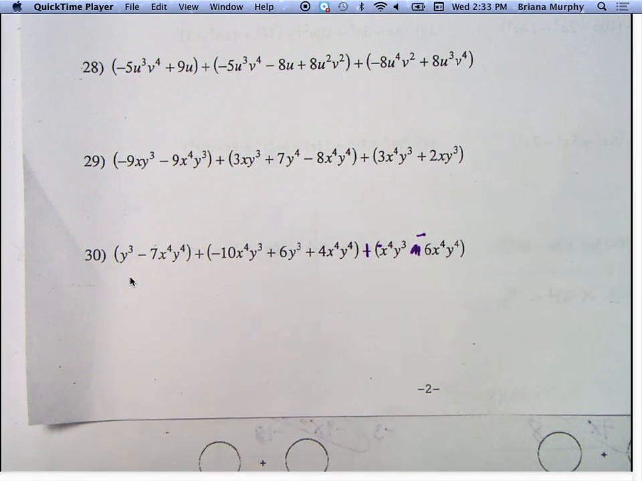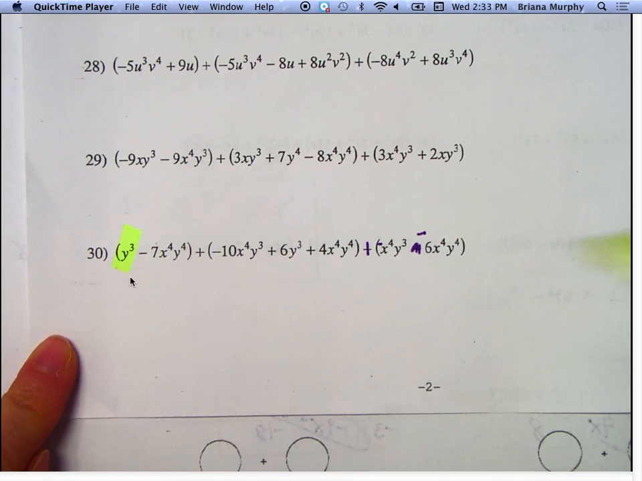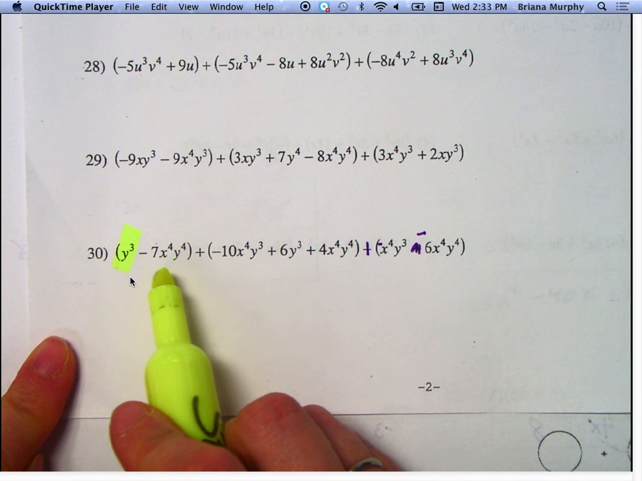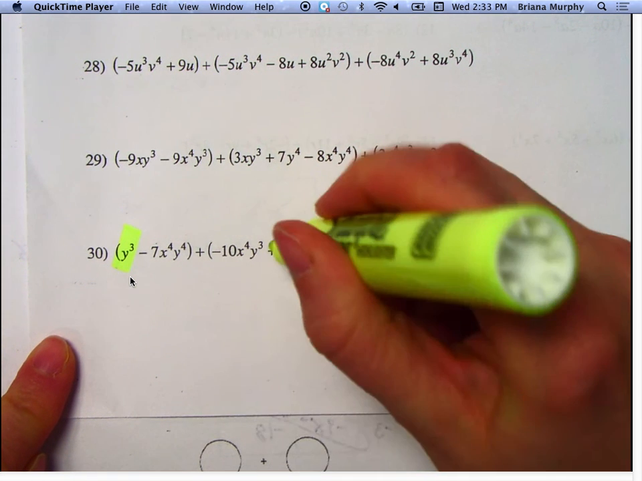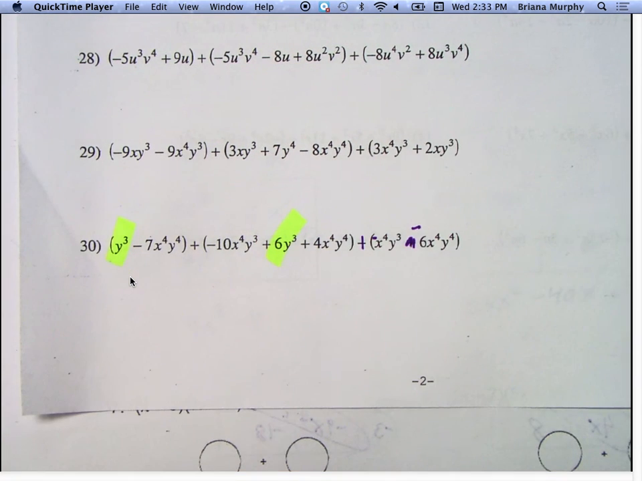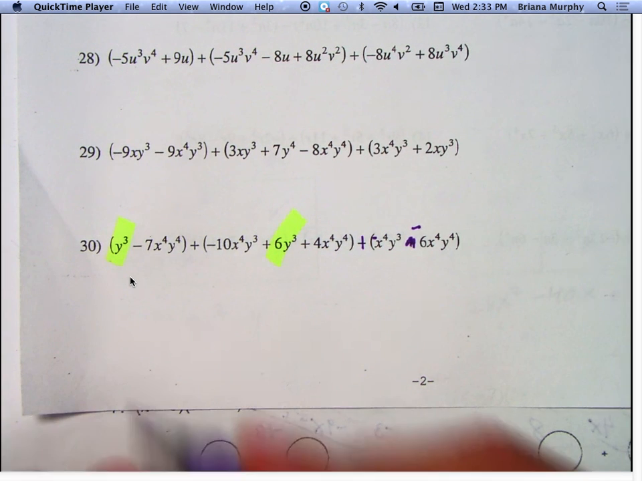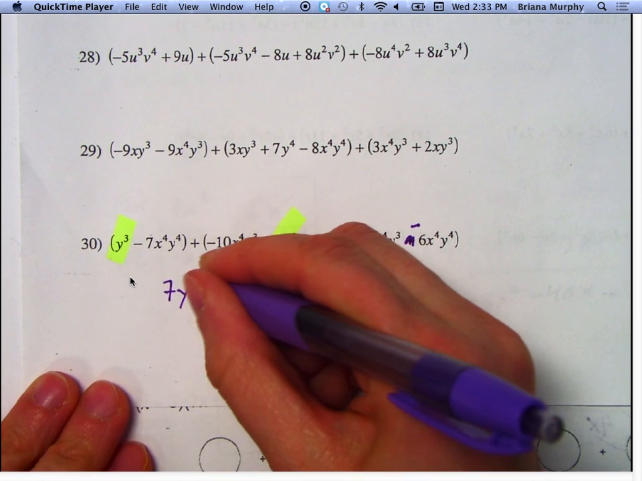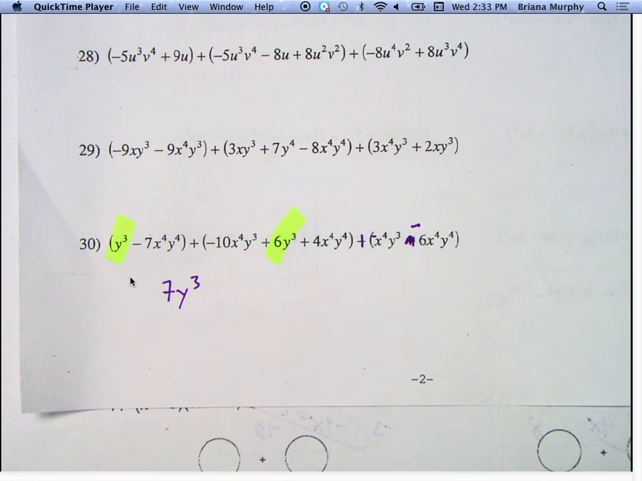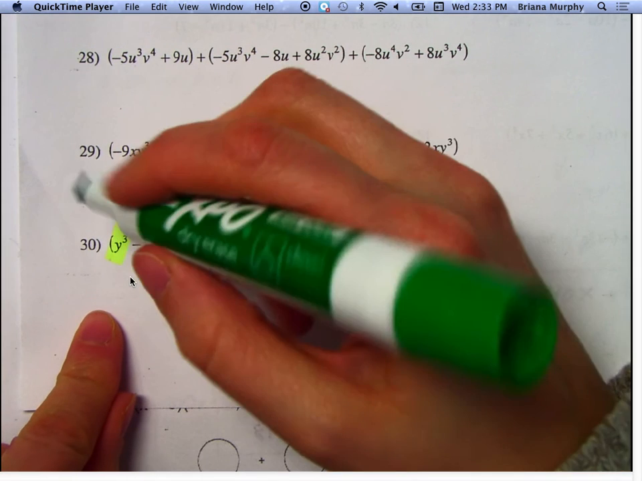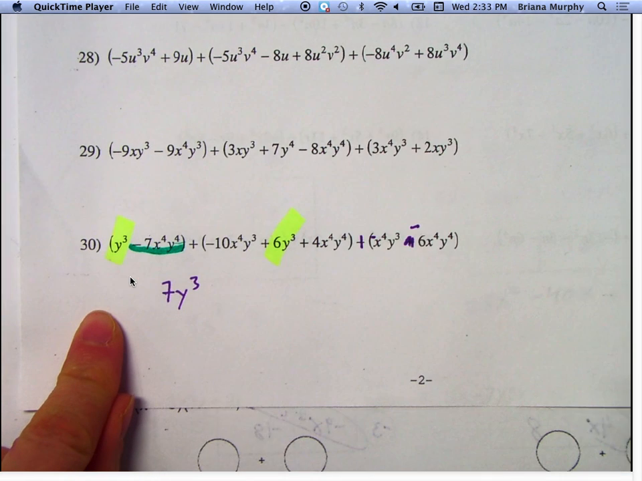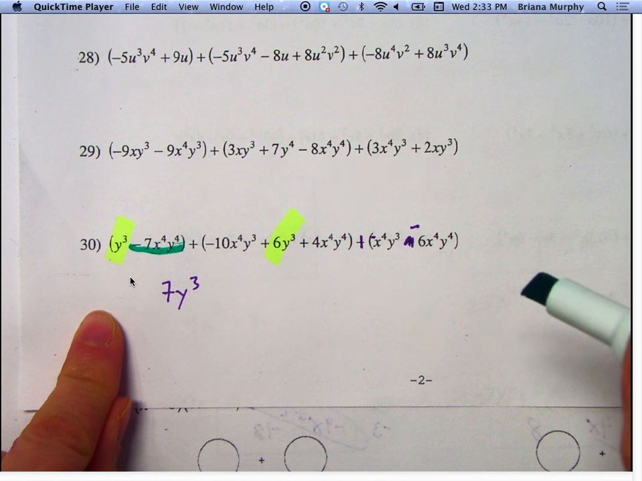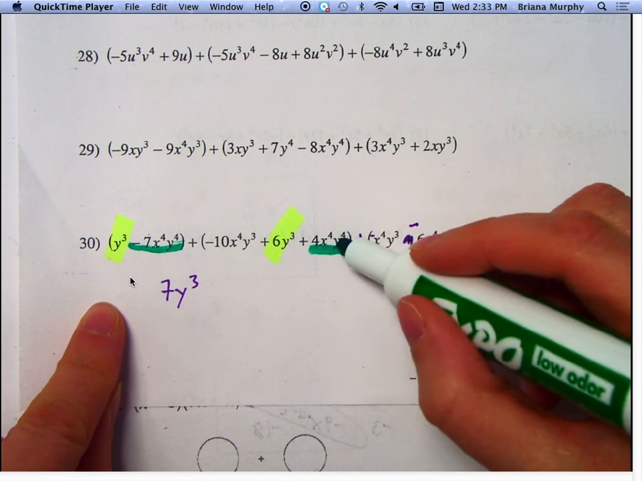So sometimes I take out different colors to do it. Here's y to the 3rd. Is there anything else that has a y to the 3rd? So 6y to the 3rd and y to the 3rd makes 7y to the 3rd, right? Okay. Like negative 7x to the fourth y to the fourth, is y still part of that? Mm-hmm. Which one has x to the fourth and y to the fourth? 4x to the fourth. Yep.